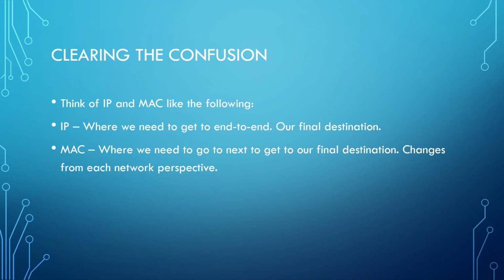Think of it like this. IP is where we need to get to, end to end. That's the final destination where we're going. MAC is where we go next to reach that final destination. And this changes from each network's perspective.